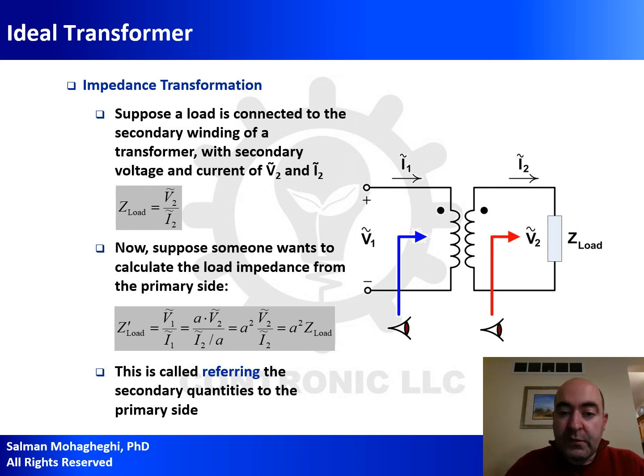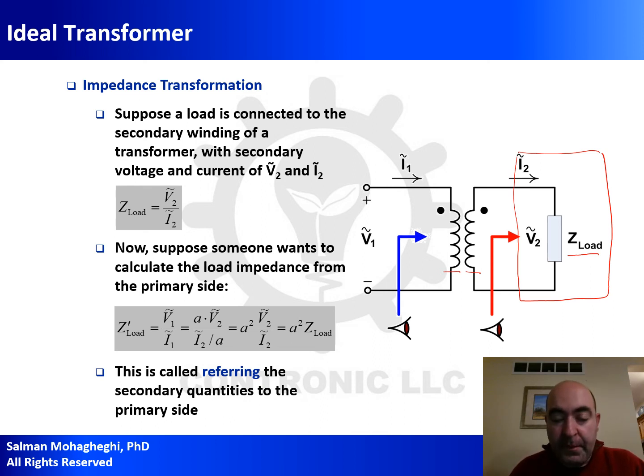I have a transformer with a primary winding and a secondary winding, and I have connected a load impedance to the secondary side. If I look at this load impedance from the secondary side, in other words, I don't know what exactly is connected and I want to measure how big it is, all I need to do is have a voltmeter and an ammeter to measure V2 and I2, and V2 divided by I2 is going to be my impedance. It's very simple.